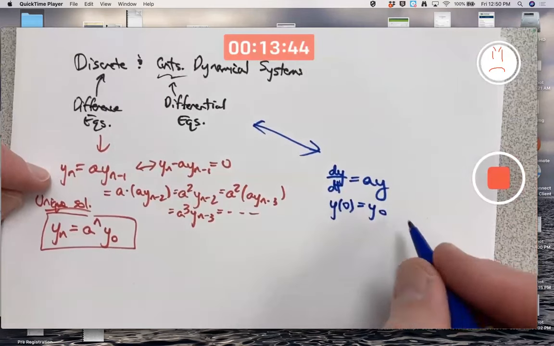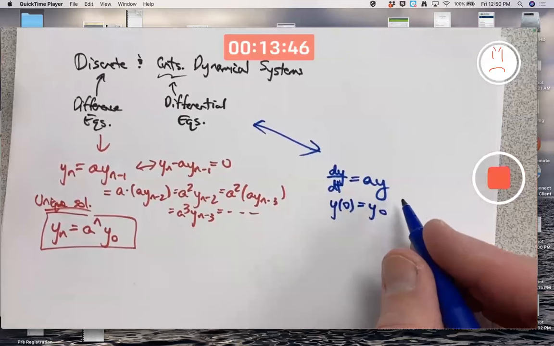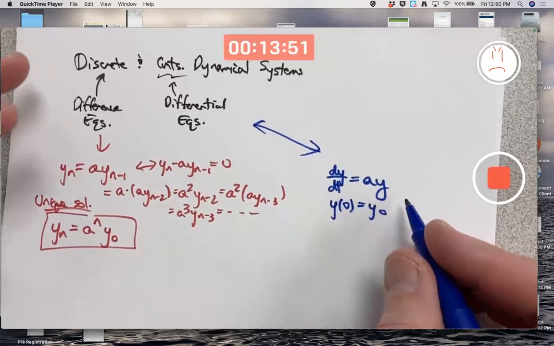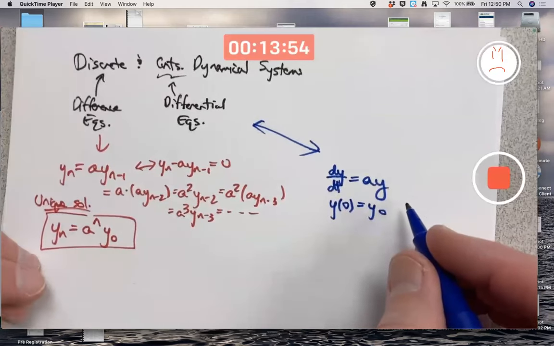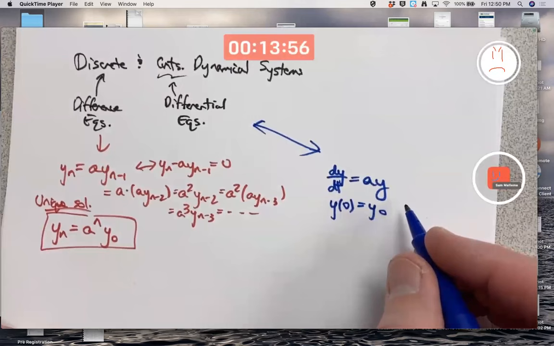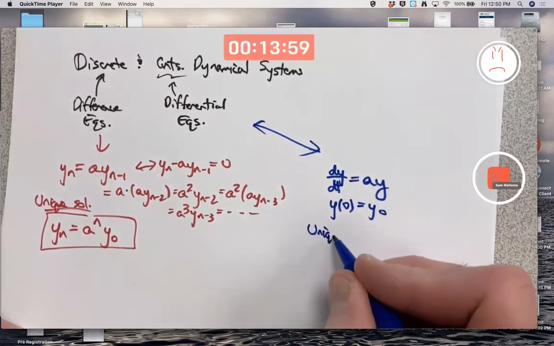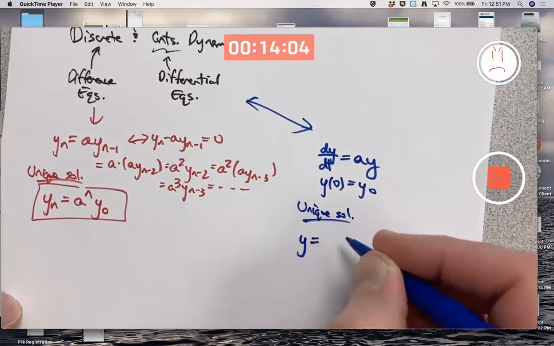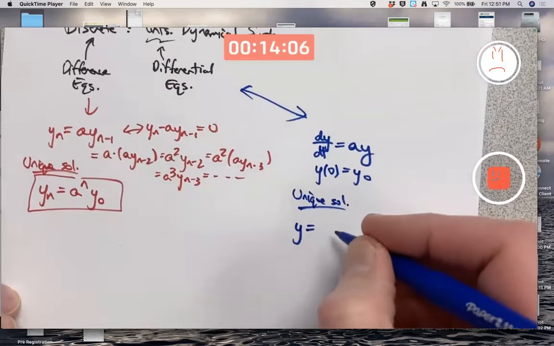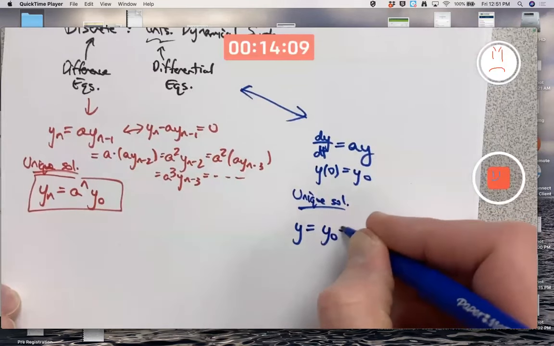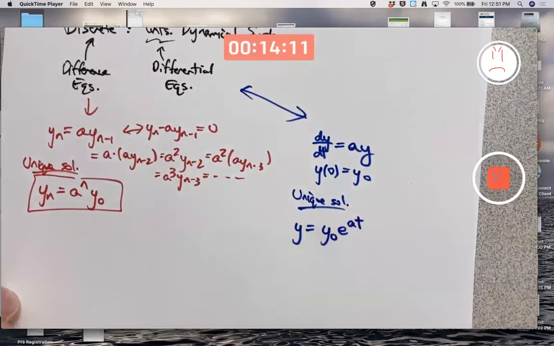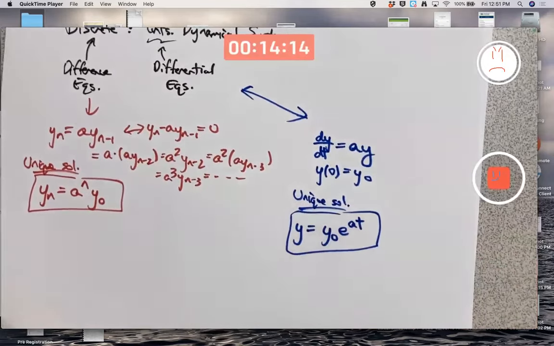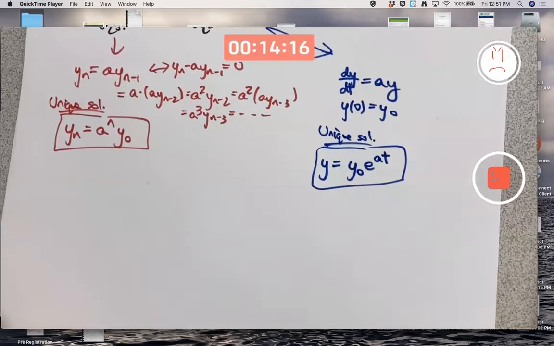To solve it, we've seen this enough that we know the answer by guessing. But if you didn't know how to solve it, you'd have to separate variables, which is something you should review as well, separating variables. The unique solution is y equals, well, I won't write a phi this time, y sub 0 times e to the at. What's the behavior of these solutions? It depends on a.